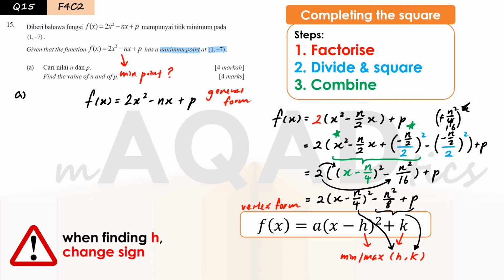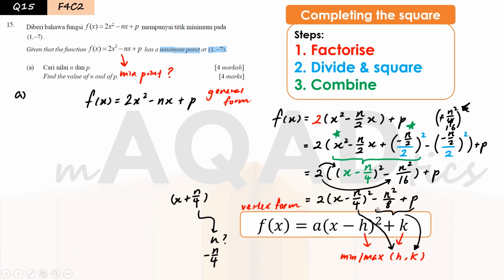Negative change to positive. But if let's say the value inside the bracket here, it's positive n over 4, and you want to find out the value of h. Alright, so this positive value, when you want to find the value of h, it must change to negative. Okay, so take note, yeah, when we are trying to find the value of h, negative value need to become positive. Positive values need to become negative.